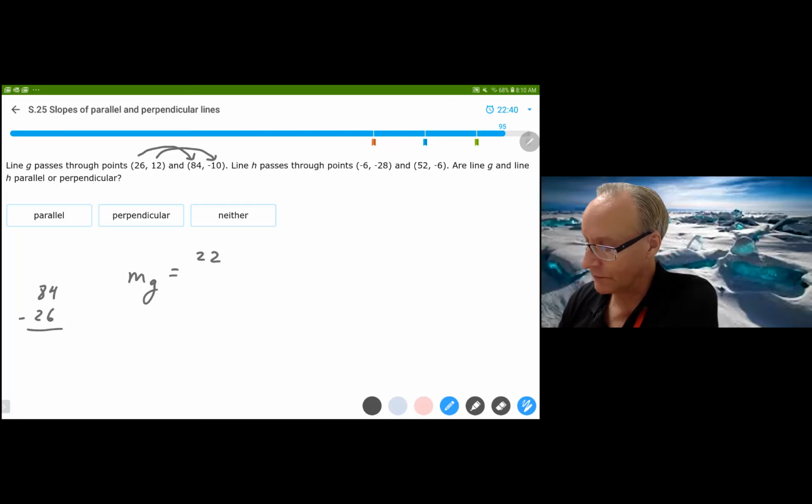So I'm going to borrow from the 8, make it a 7. I'm going to get a 14. 6 from 14 is 8. 2 from 7 is 5. 58. Oops. I was thinking 38. And be careful. It is a negative 84, so it's going to be the negative 58, isn't it?